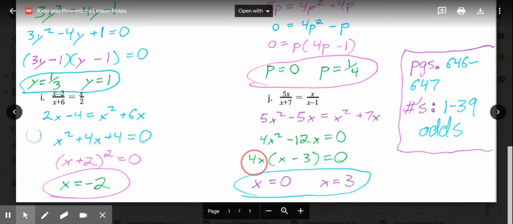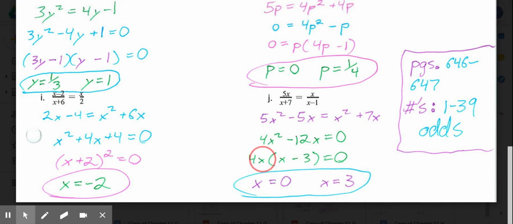Set 4x equal to 0. Divide by 4, and x is still 0. X minus 3 equals 0. Add 3, and x equals 3. So our two answers would be 0 or 3.